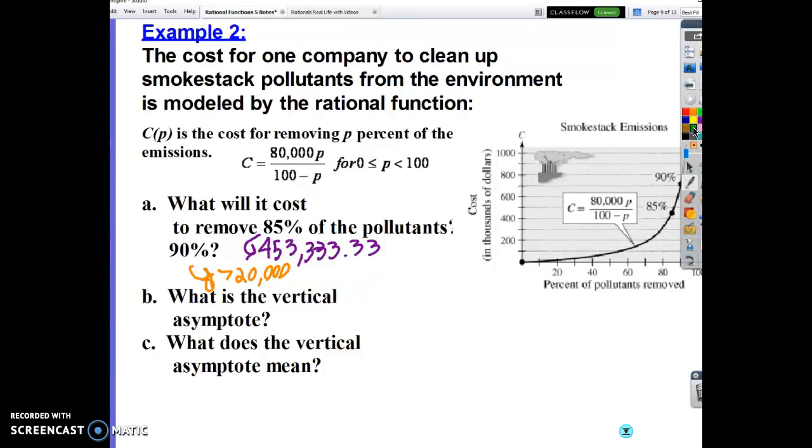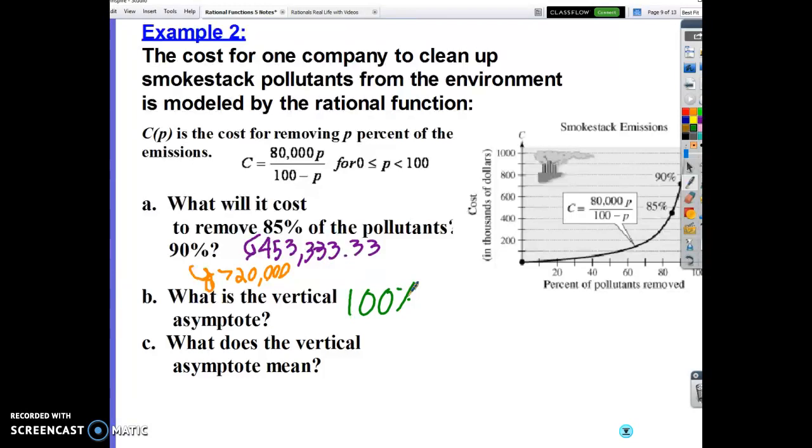So now you should have paused the video and talked to a neighbor about why there is a vertical asymptote. Well, think about how hard it would be to remove stuff from the air. It's going to get really hard the more you have to remove from the air. So we've got that vertical asymptote because it would cost infinite amounts of money for us to remove every single little tiny pollutant in the air. And this is why it gets more expensive, because the more you remove, the less there is to find, and it gets harder and harder to find. So that vertical asymptote is at 100%.